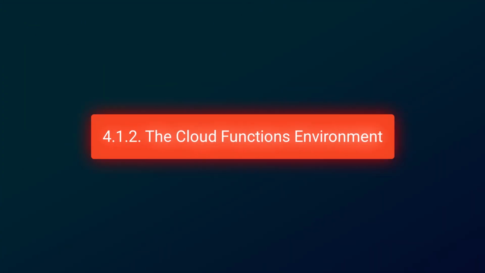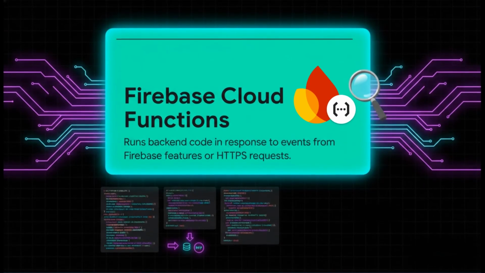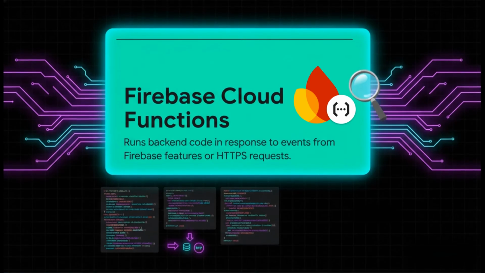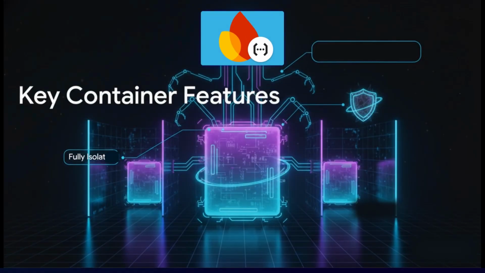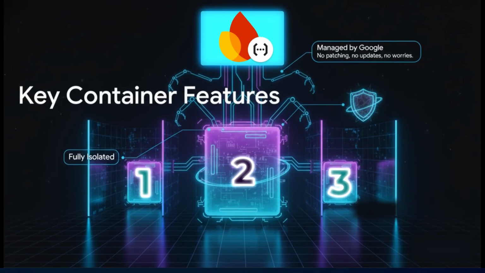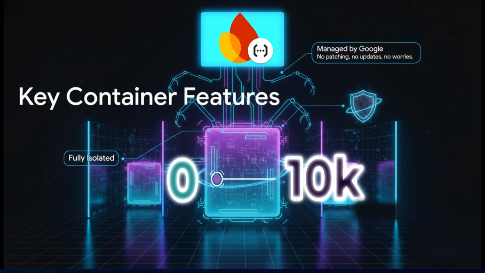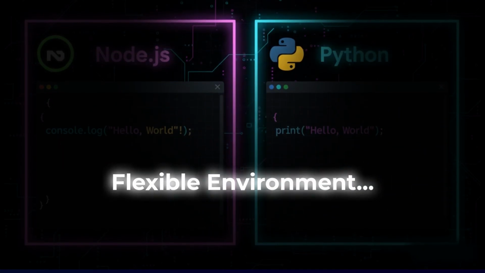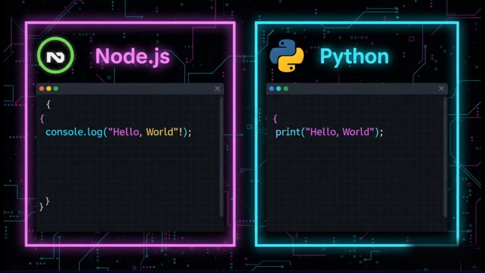The Cloud Functions environment. Firebase Cloud Function is a service that runs your backend code in response to events triggered by Firebase features and HTTP requests. Each function runs in an isolated, secure container and is managed by Google. These functions can scale automatically from 0 to thousands of instances based on demand. The environment is flexible, supporting runtimes like Node.js and Python, allowing you to use a language and ecosystem you are already familiar with.